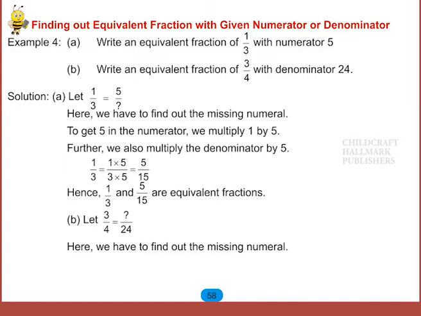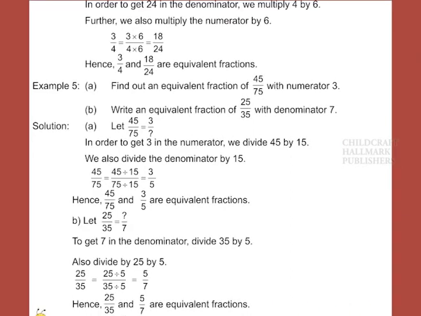Let 3 by 4 is equal to blank by 24. Here, we have to find out the missing numeral. In order to get 24 in the denominator, we multiply 4 by 6. Further, we also multiply the numerator by 6. 3 by 4 is equal to 3 into 6 by 4 into 6, is equal to 18 by 24. Hence, 3 by 4 and 18 by 24 are equivalent fractions.